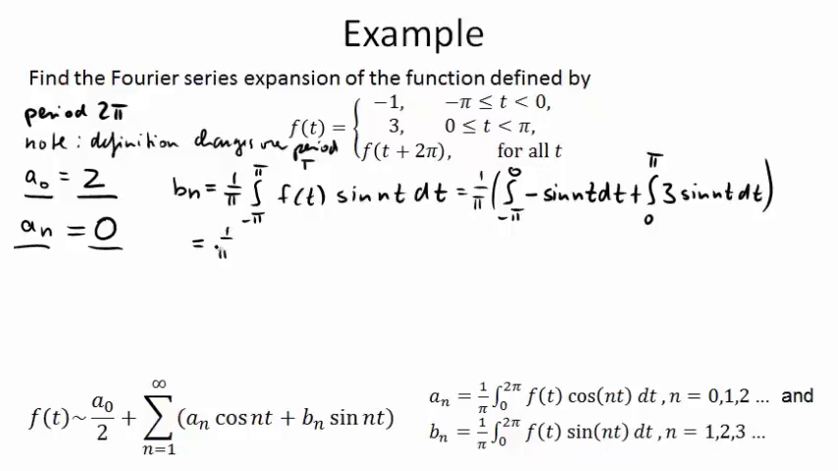Now this is 1 over pi times, well, let's find the antiderivative. The antiderivative of sine nt is 1 over n cos nt, but with a minus in front of it. We already have a minus, so this is going to be a plus, so we get 1 over n cos nt, and the limits are negative pi to 0, plus, for similar reasons, well, might as well take the 3 outside, we get a minus 1 over n cos nt, the limits are 0 to pi.